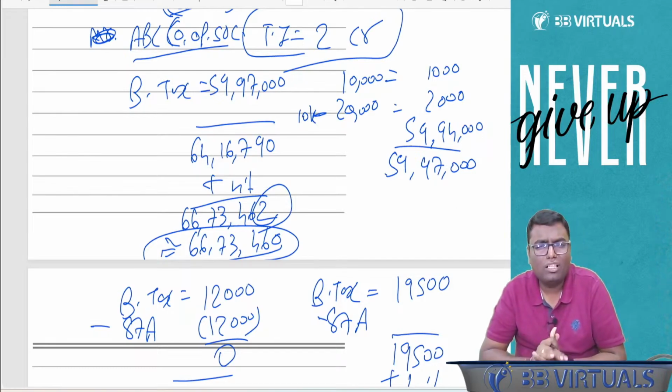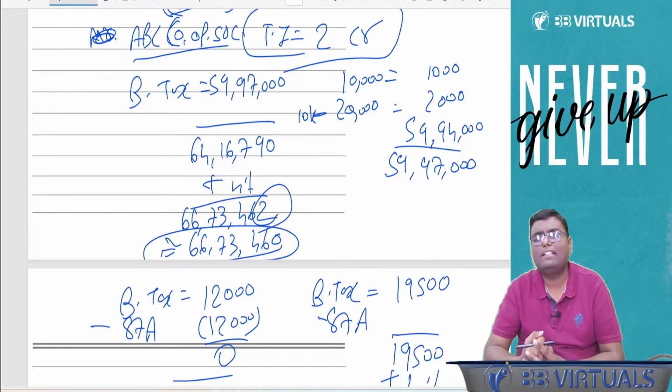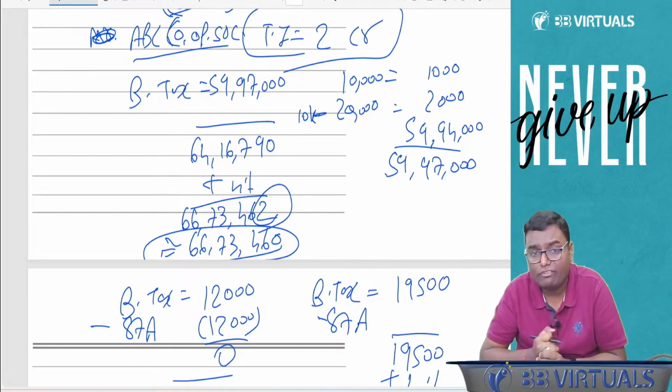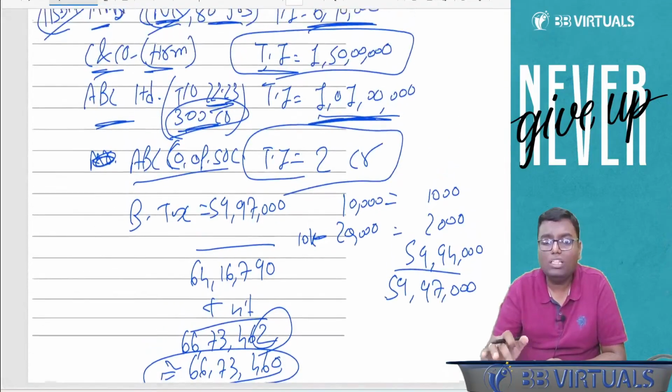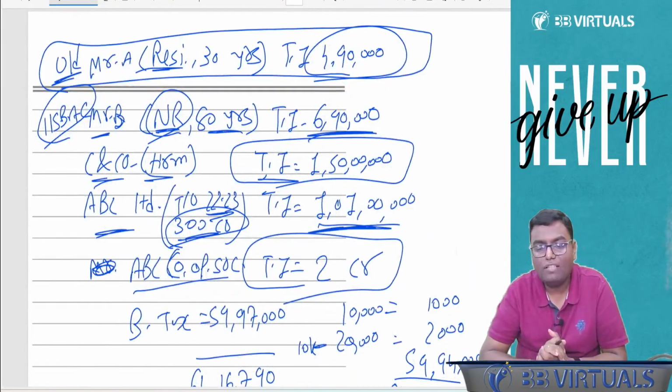Cooperative society, firm, company, non-resident, resident, rebate, surcharge, marginal relief. We saw all the things in these 5 examples. So yes, these 5 examples were important for you.